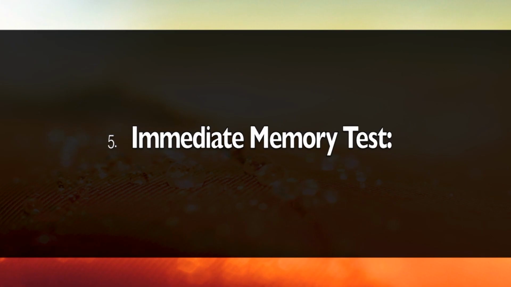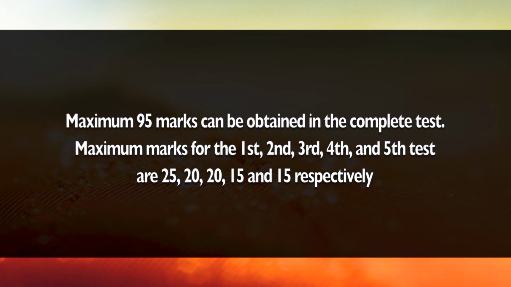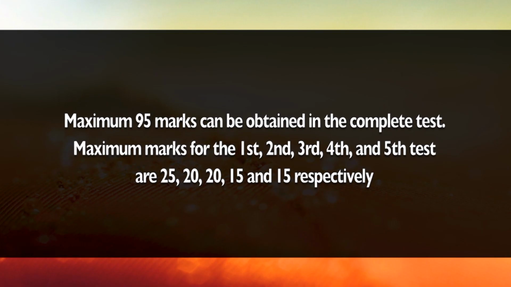Then coming to the immediate memory test. For each set of forward and reverse sequence, if there is at least one correct sequence, it gives marks. Individual administration of this test takes less than 1 hour. Maximum 95 marks can be obtained in the complete test. Maximum marks for the first, second, third, fourth and fifth test are 25, 20, 20, 15 and 15 respectively.